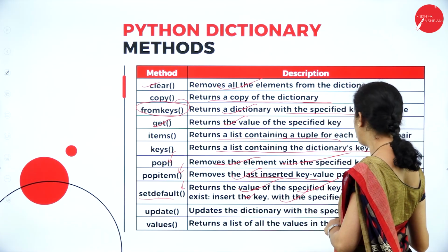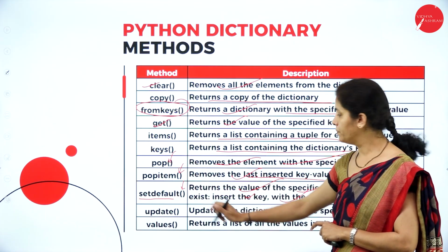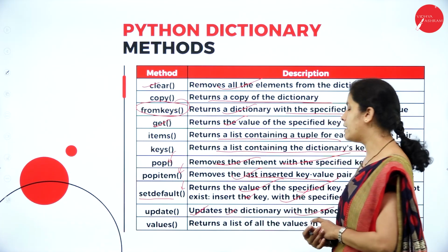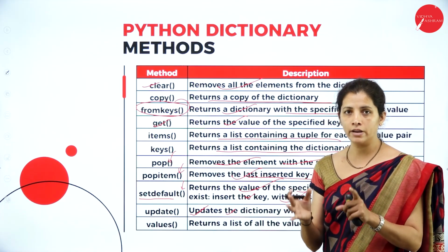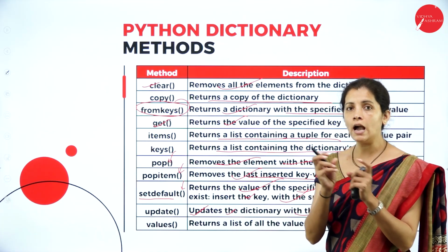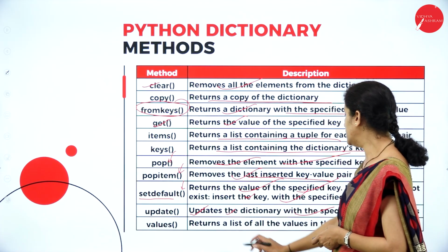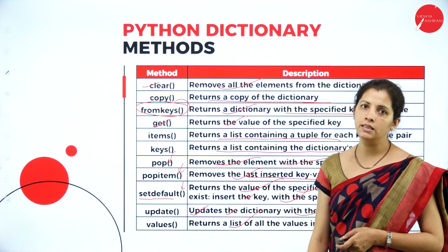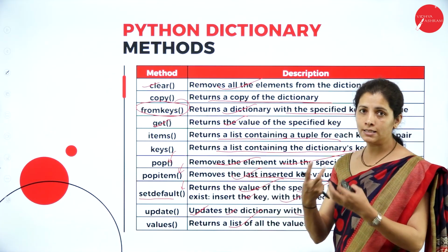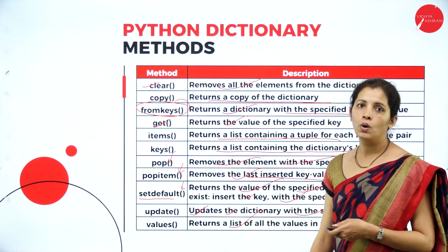Otherwise, what's going to happen? It's going to consider that as a new key. Then update: it updates the dictionary with the specified key-value pair. Think that I have created the dictionary. Now I want to update a particular key-value pair. At that time I'll use update. Values returns the list of the values in the dictionary. There are times I want to display or list all the values of the dictionary, then I'll use values.